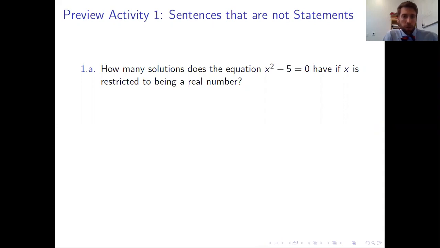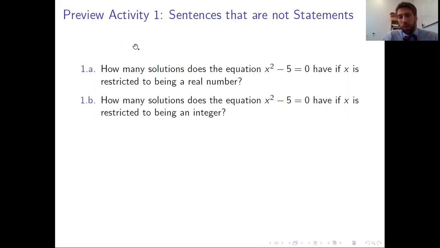So in question number 1, we're asked, how many solutions does the equation x squared minus 5 equals 0 have if x is restricted to being a real number? Well, you can solve that by moving the 5 over, taking the square root of both sides, and there are two solutions. X is positive or negative square root of 5.